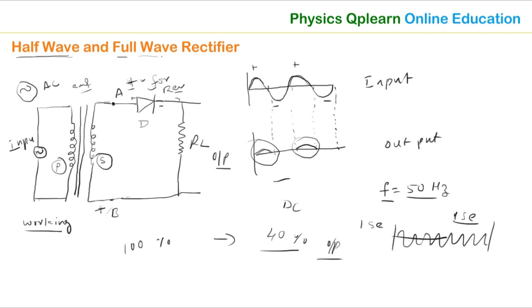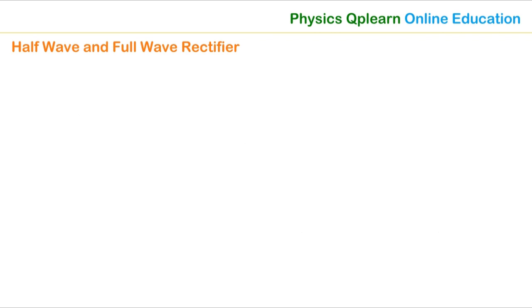In a half wave rectifier, the drawback is that it converts only half of the cycle. It won't convert the full cycle, so the efficiency is very low, 40%. We are supplying 100% and getting back only 40%, which is not good. So we have to move to the full wave rectifier. How does the full wave rectifier work, and what is its circuit diagram? Now we go for the full wave rectifier.